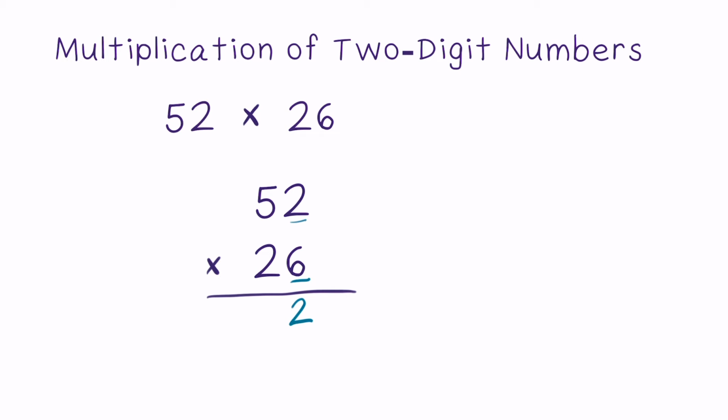The number 12 has 2 ones and 1 ten in it, so we're going to regroup the 1 ten above the 5 here in the tens column. Next, we're going to go back to that 6, representing 6 ones, and we're going to multiply that by 5 tens in the number 52. So 6 times 5 equals 30, or 6 ones times 5 tens equals 30 tens.